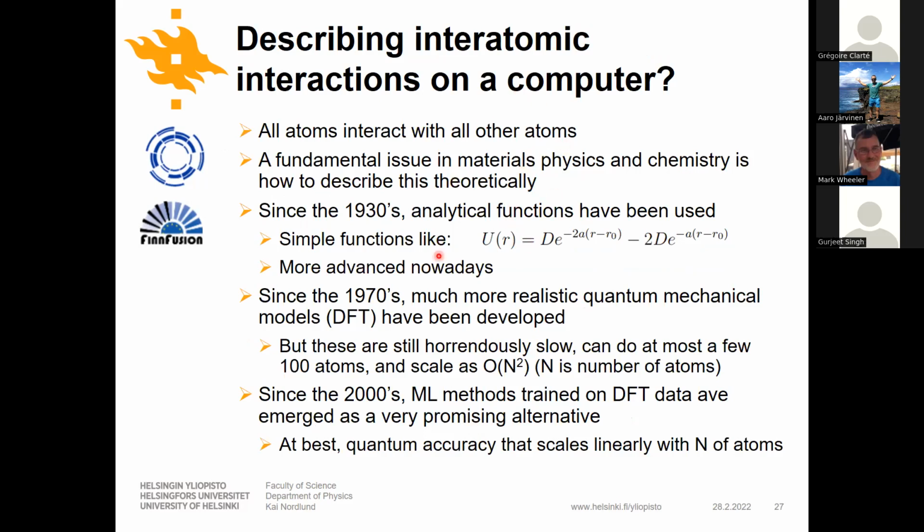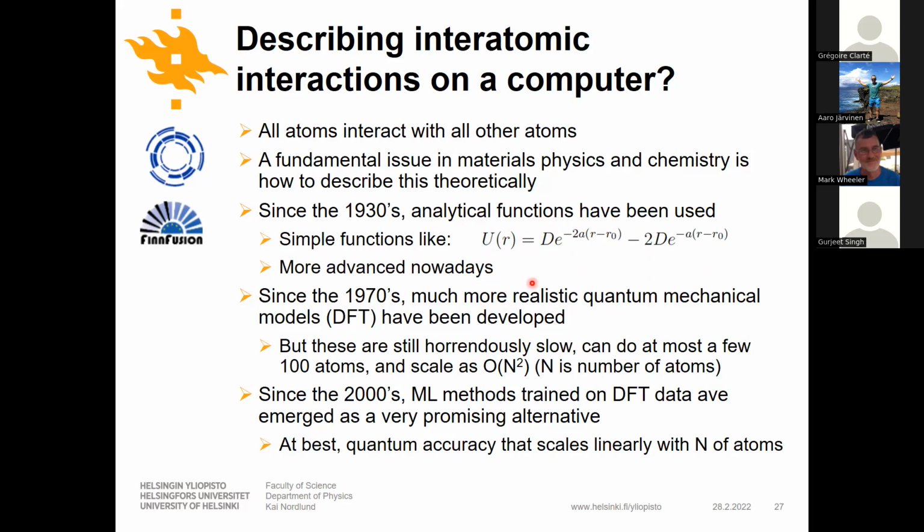What we want to do is, this is a very fundamental issue in materials physics and chemistry, model how atoms interact with each other. And people have been working on this since the 1930s, when people started knowing that, okay, there are atoms and they interact with each other. And initially, the way to model interatomic interactions was very simple pair potentials, like 2 simple exponentials, where here R is the interatomic distance. Nowadays, these analytical functions are more advanced, but in most cases you can write them down in 5 or 10 equation lines.